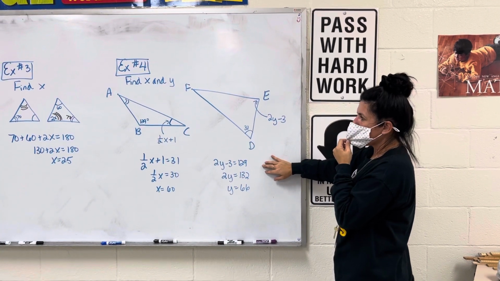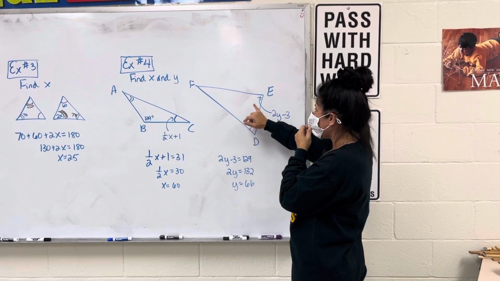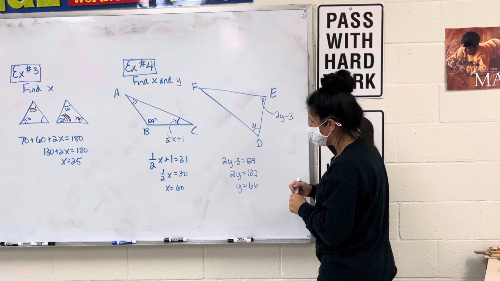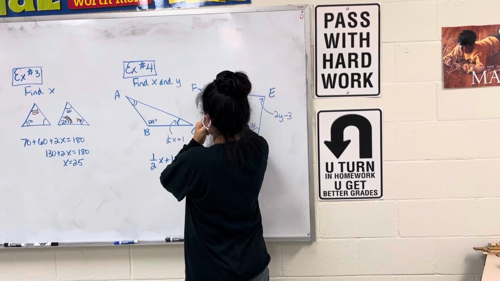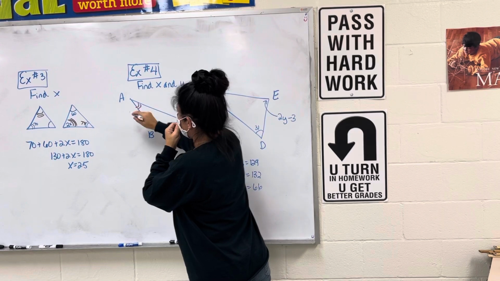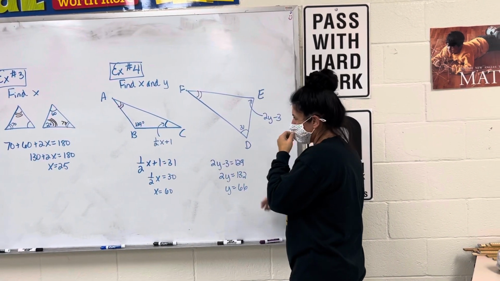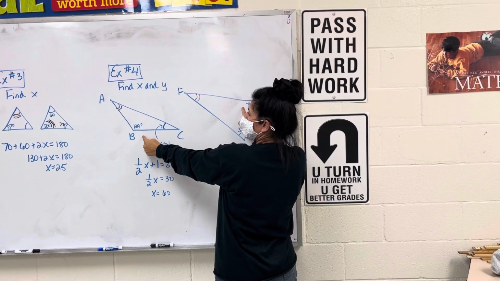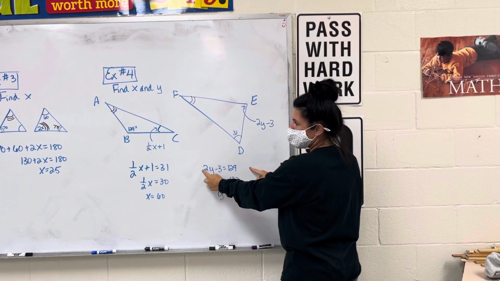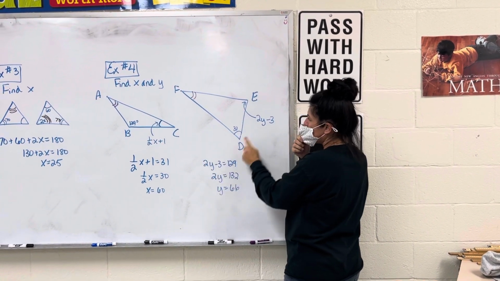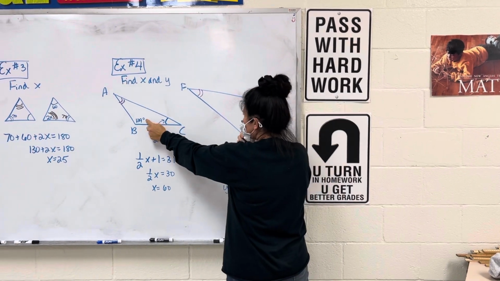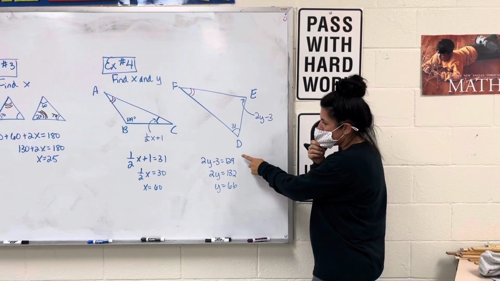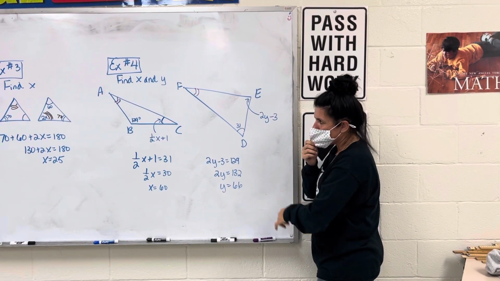My other markings do tell us that 2y minus 3 and 129 are the same. I think I neglected to do this. These two should be the same. So because this one's congruent, then these two angles must be congruent, and that's where this equation came from. So 2y minus 3 equals 129. They're corresponding angles, which means they're congruent. Set up my equation and solved, y equals 66.